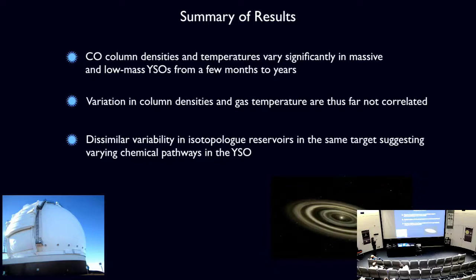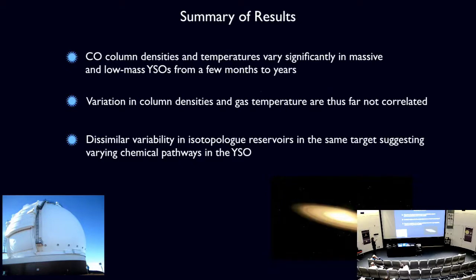Thus far, we don't see a correlation in variation in column density going up or down in CO and temperature going up or down in that same molecule and that same target. So we can't say it's definitely hotter gas or sublimation or something. We just know that column densities can go one way and temperature can go another way in the same target. So thus far, it's not correlated.